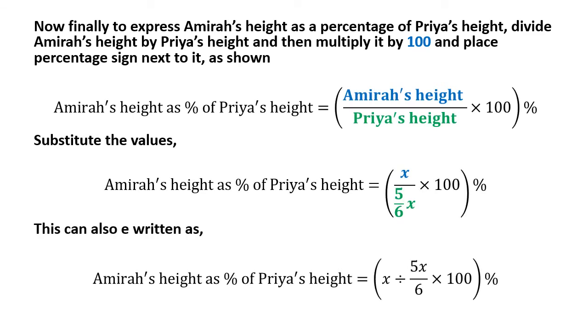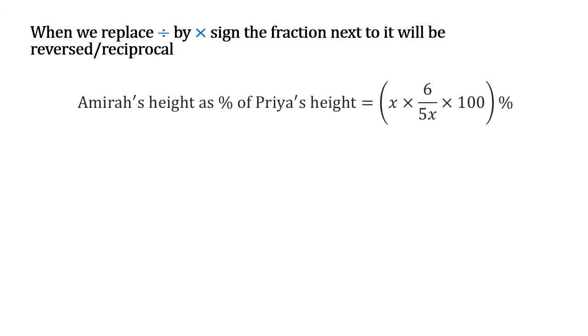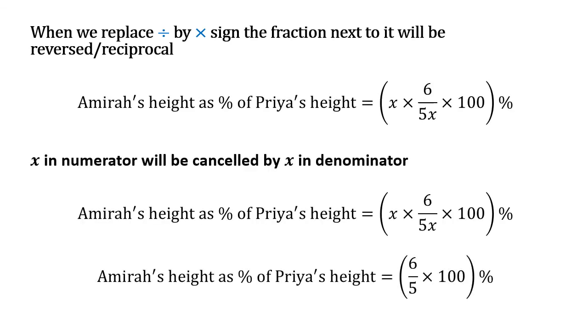Now finally, to express Amara's height as a percentage of Priya's height, divide Amara's height by Priya's height and then multiply it by 100 and place the percentage sign next to it, as shown. Then substitute the values of Amara's and Priya's height and simplify as shown in the steps. When we replace the divide sign by a multiply sign, the fraction next to it will be reversed, or reciprocal, as shown. x in the numerator will be cancelled by x in the denominator.